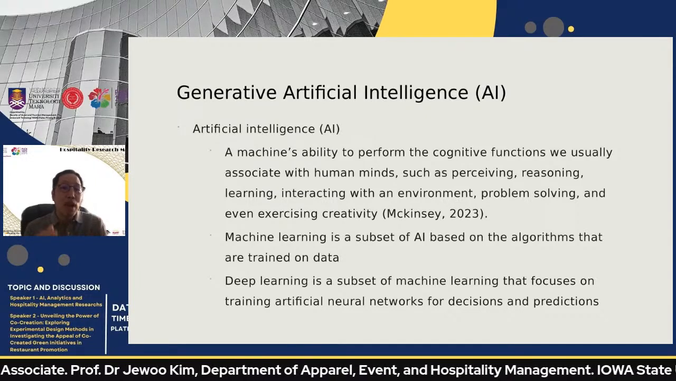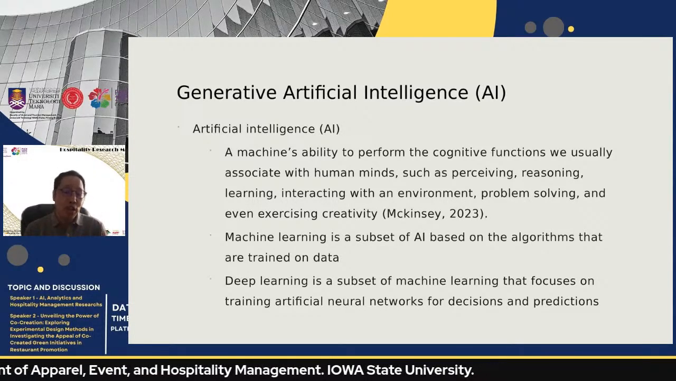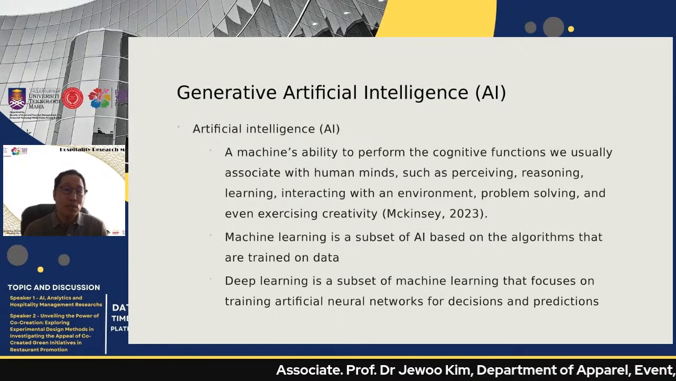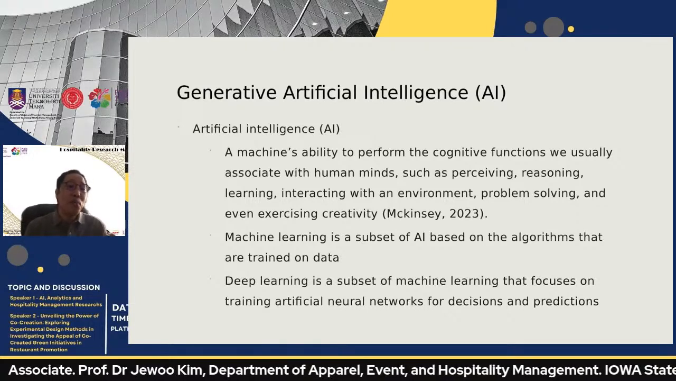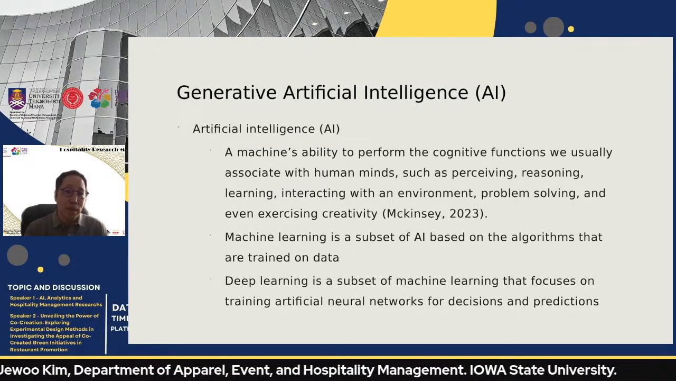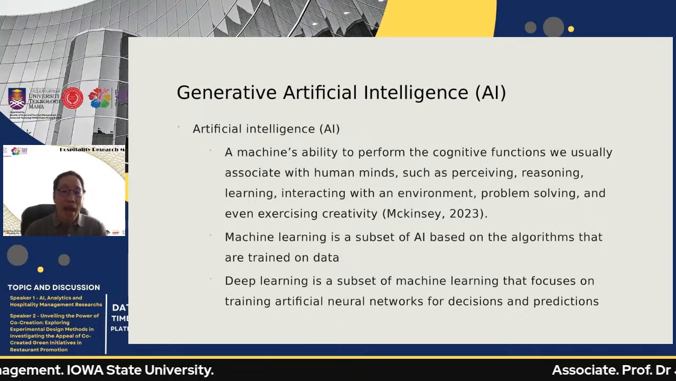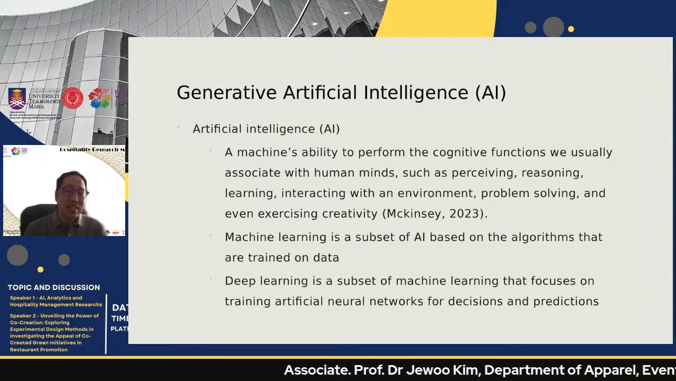Within this realm of AI, we have a subset called machine learning. Machine learning involves the development of algorithms, and these algorithms enable machines, computer systems, or some kind of software to learn from data and improve their performance over time. By training these algorithms on vast amounts of data, machines can recognize patterns, make predictions, and automate various tasks.